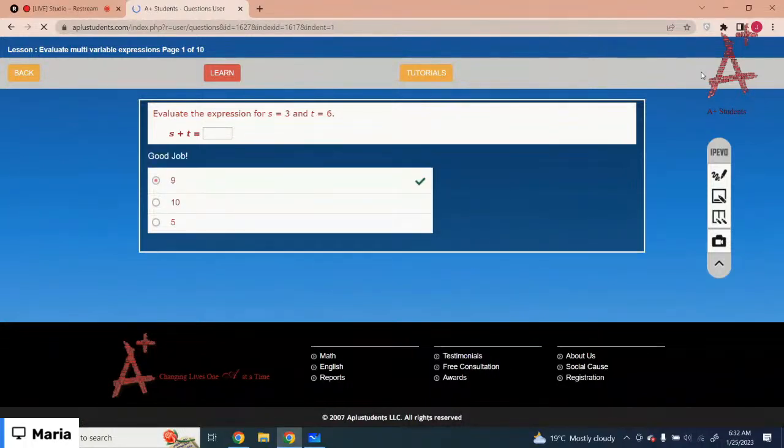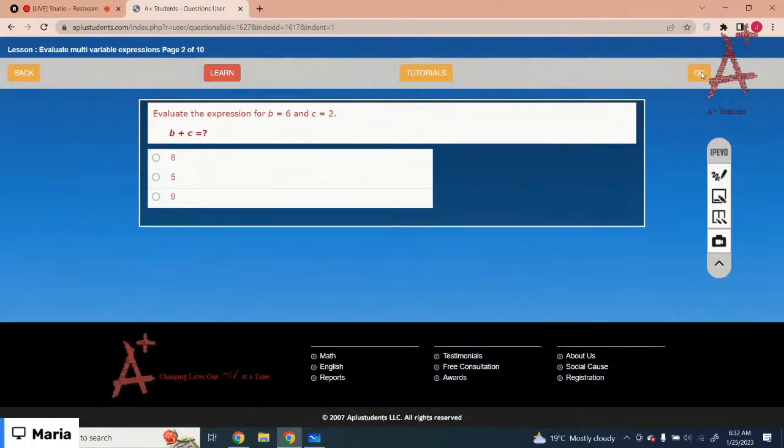Okay, the next one is evaluate the expression for b equals 6 and c equals 2. So you have to replace the variables b and c with the values. B is 6 and c is 2, so it would be 6 plus 2. So 6 plus 2 makes 8. Got it? So the correct option is 8.